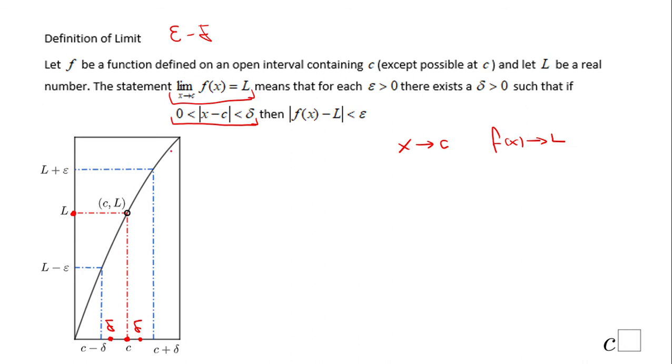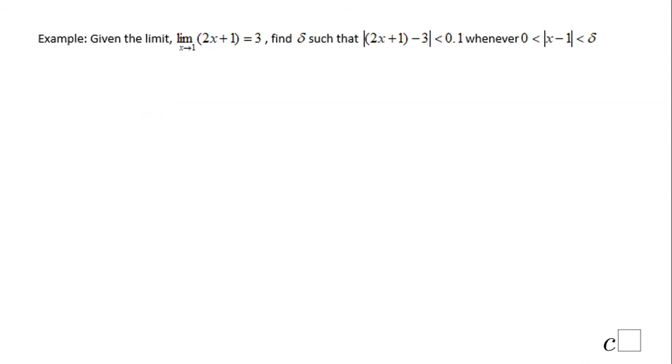While that happens for the x, look at what happens with the f of x. F of x will be in one of these two intervals, and the distance between this point and L will be less than epsilon, because this is epsilon. That is the meaning of this epsilon delta definition. And let's see how we use this epsilon delta definition.